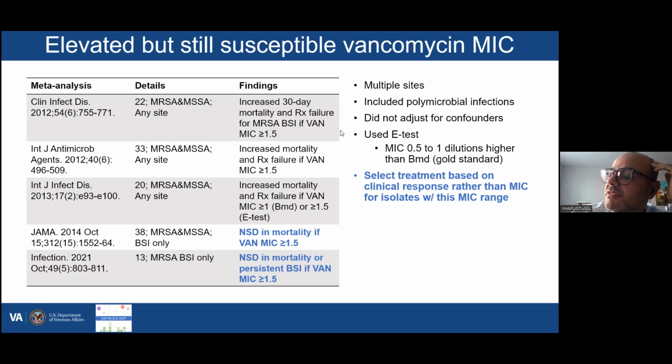But those studies included polymicrobial infections, didn't adjust for confounders, used E-tests, which usually give you higher MICs, than broth microdilution, which is the gold standard and what most places use. And newer studies that actually corrected for these found that there's no significant difference in terms of mortality for those isolates. As long as your MIC is 2 or less, then you're fine. And in general, you select treatment for these patients based on their clinical response rather than the MIC range.